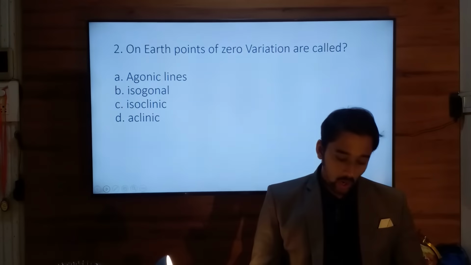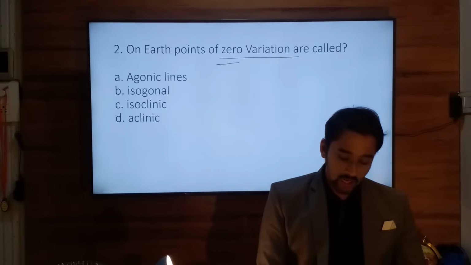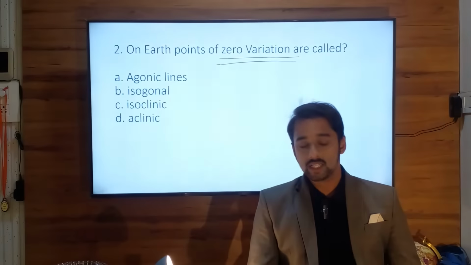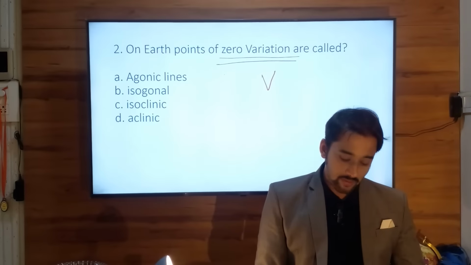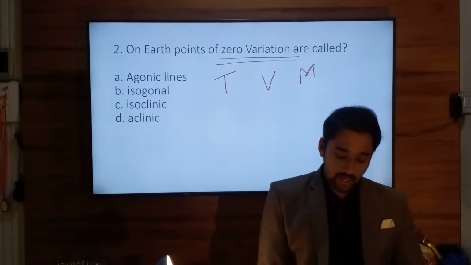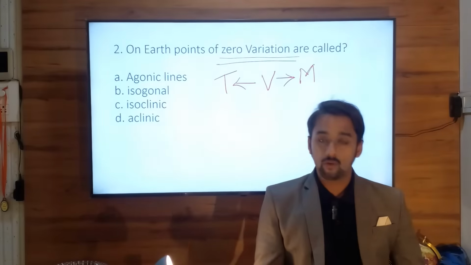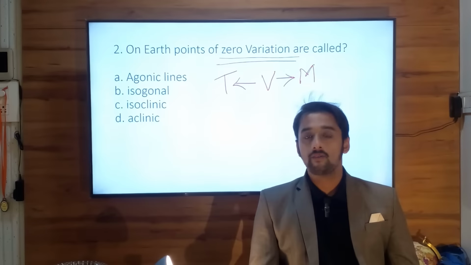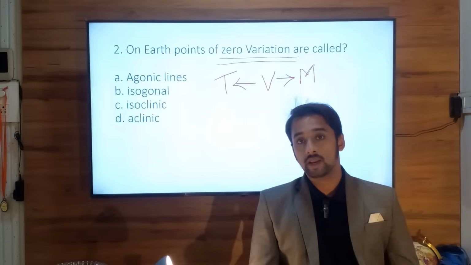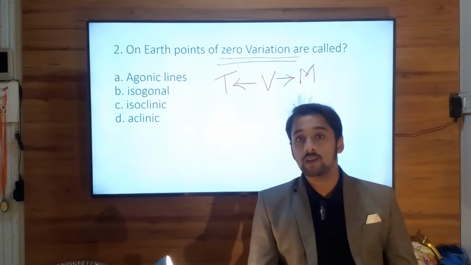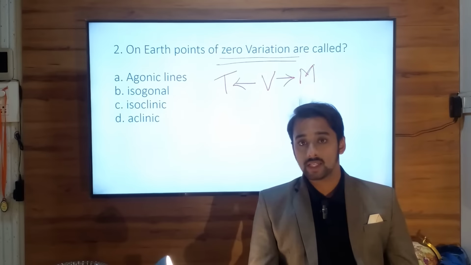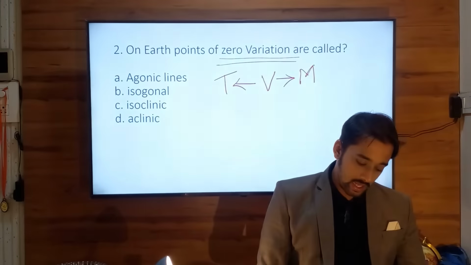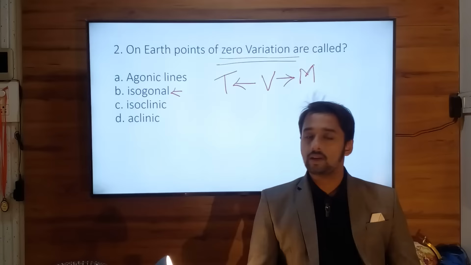Question number 2. On Earth, points of zero variation are called what? So what is variation? Variation is the difference between true direction and magnetic direction. What separates true and magnetic is variation, right? Now we have on Earth lines joining places of equal variation. We call them isogonal lines, lines of equal variation.